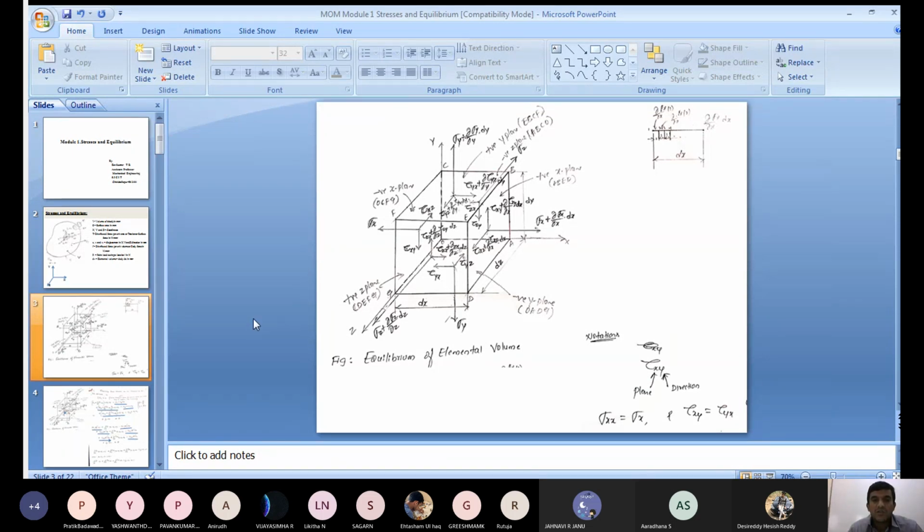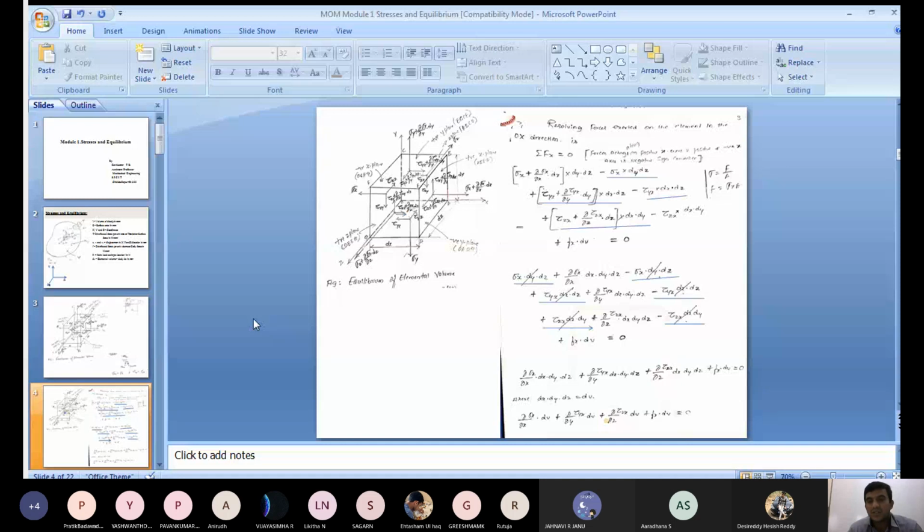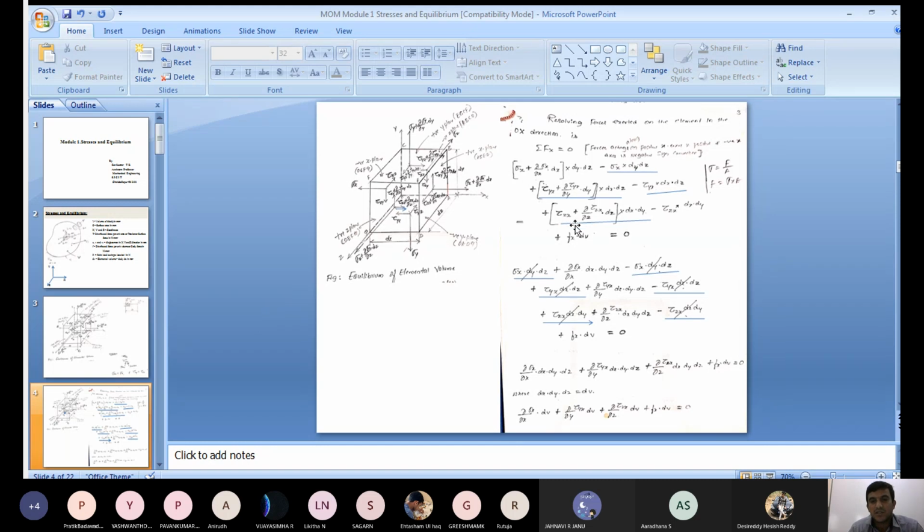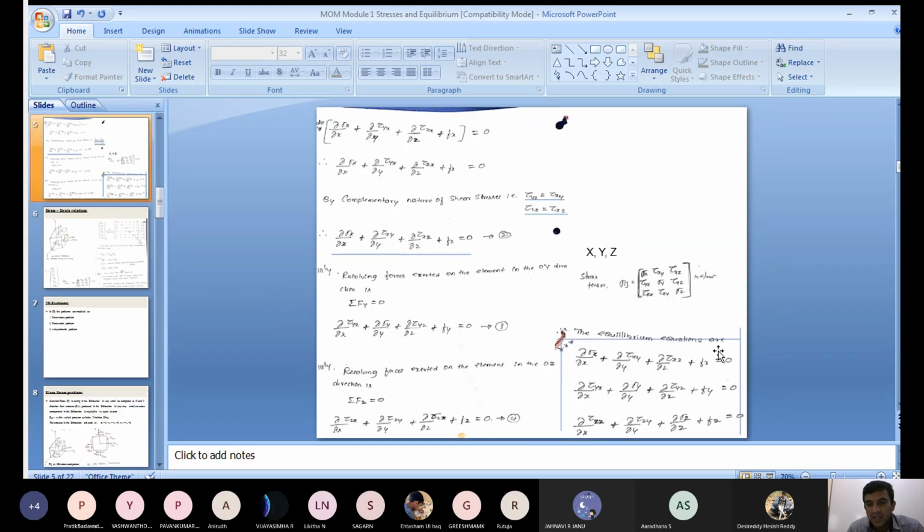Then we derive the equilibrium equation by considering the vector sum of all the forces equal to 0. We resolve the forces along one direction, here the x direction. If you derive it, finally you get the equilibrium equation along the x axis. How do you remember this?